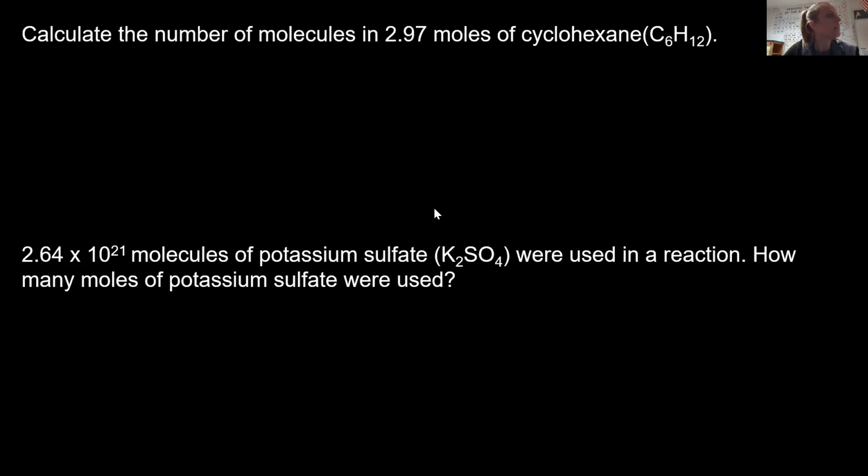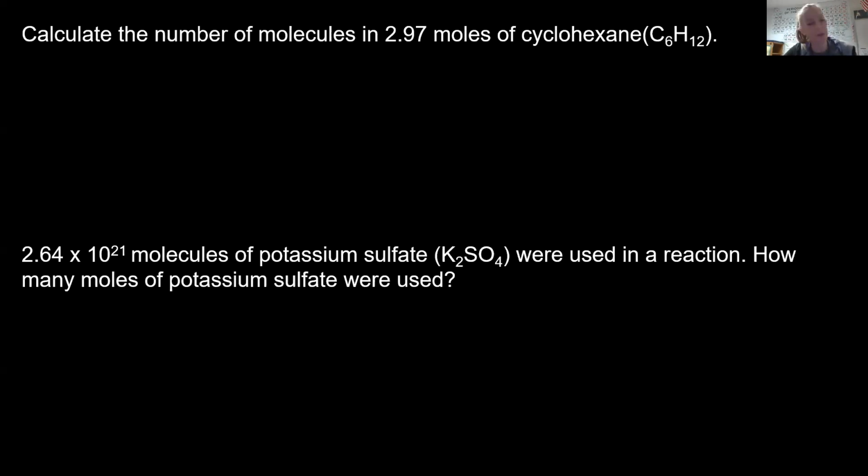Okay. So now we're going to do the dimensional analysis thing, which we have done in the past and we know includes those fancy schmancy railroad tracks. So we are going to talk through these tracks. The first question says, calculate the number of molecules in 2.97 moles of cyclohexane.